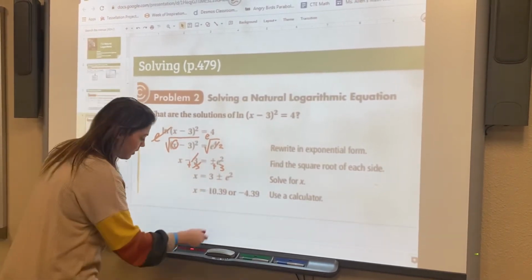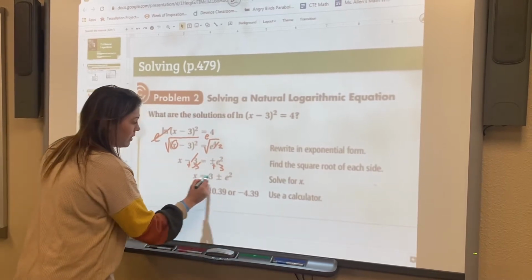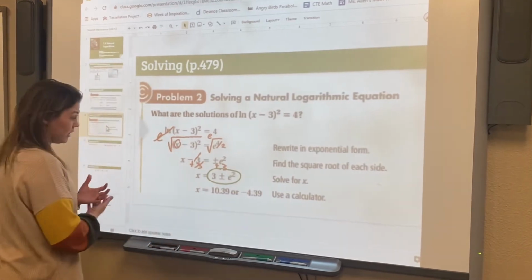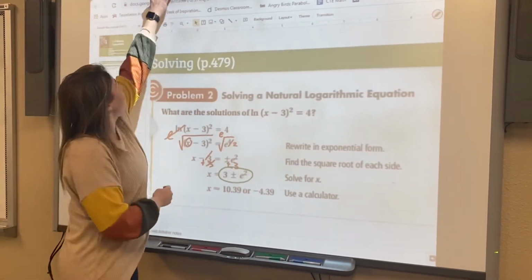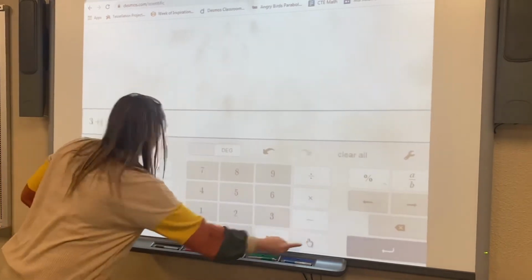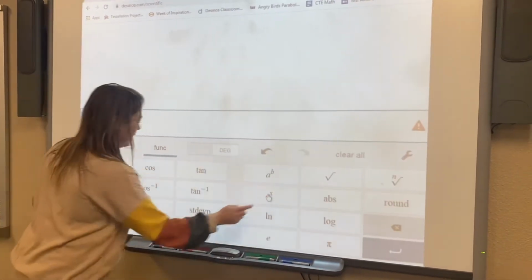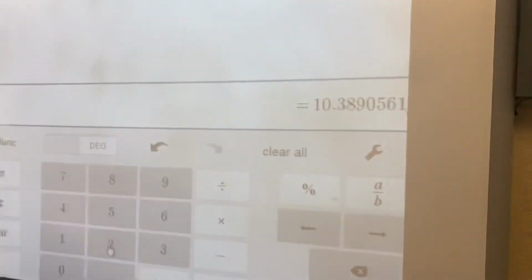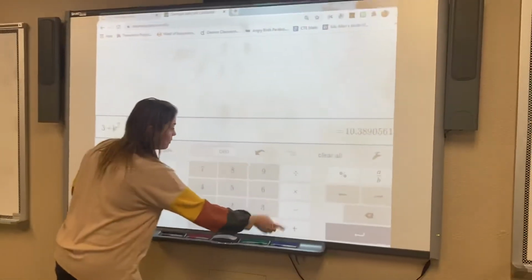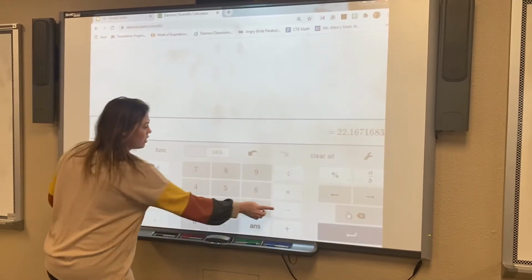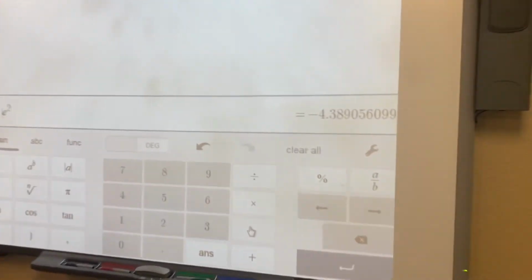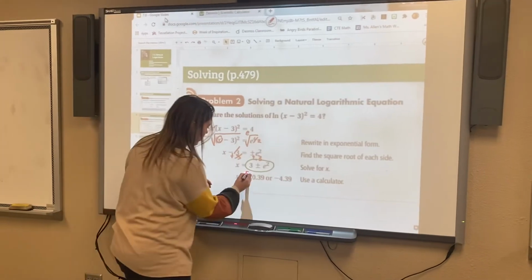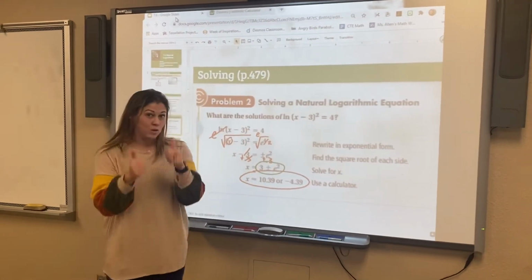Now with all of these that we've been doing, we have what x equals. Once we have what x equals, we need to put that into our calculator. So we enter 3 plus the function e squared, and we get 10.3890. And then, because we took the square root of both sides, we also do the negative: 3 minus, so we get negative 4.3890. Okay, so those are your two possible answers. Cool?